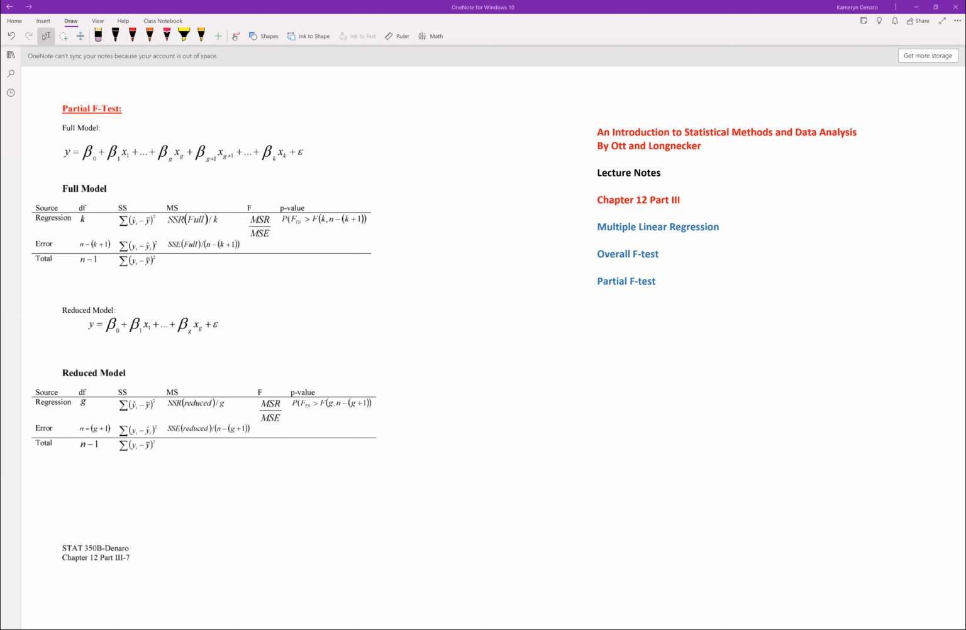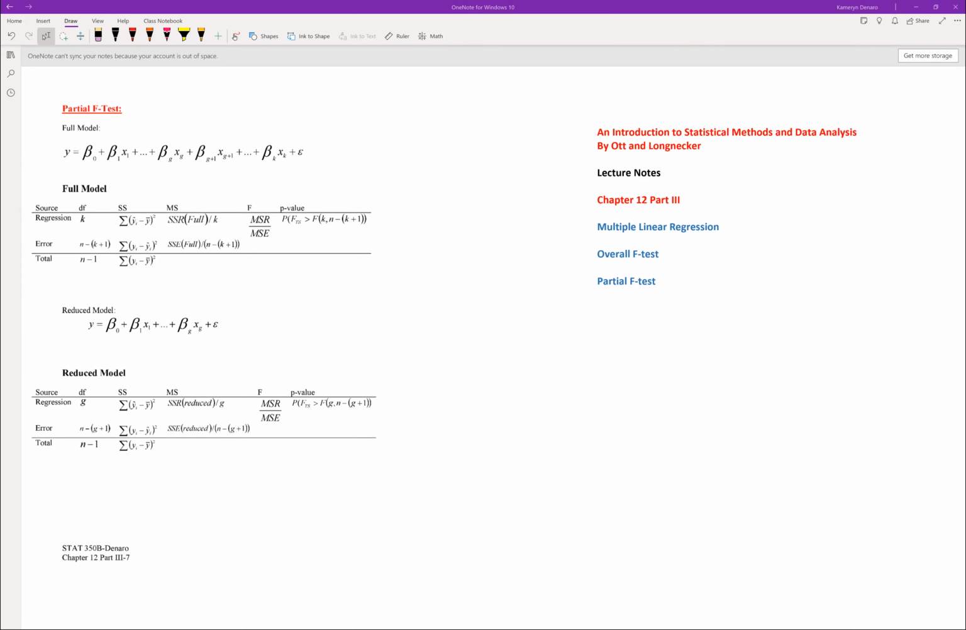So up until this point in part 3, we've been talking about the overall F-test. Do all these variables taken together predict the response? What we're going to do now is talk about the partial F-test. In the partial F-test, we're really asking, do these additional variables predict the response given some subset of the variables are already in the model?